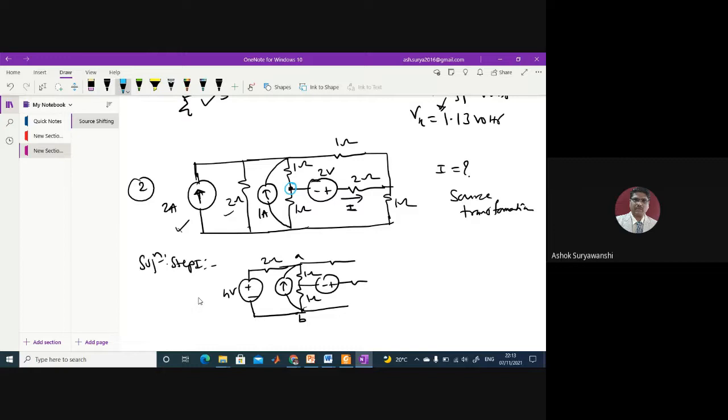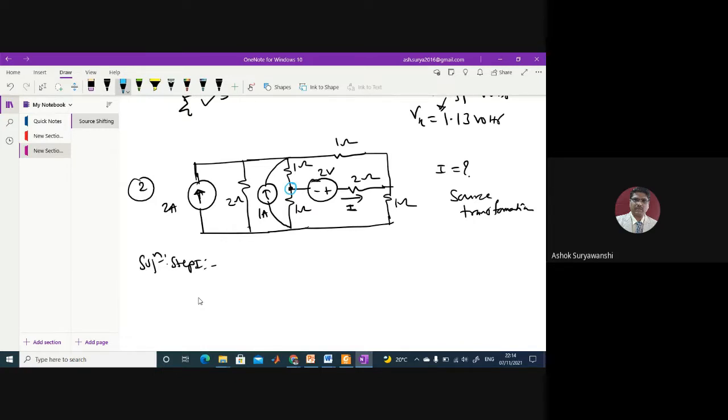That means there is no single resistor across this 1 ampere current source. As this current source does not have a direct resistance across it, we cannot transform this current source into an equivalent voltage source. So we have to use source shifting first. Current source shifting is required here, and then I think you will understand that the circuit will get simplified automatically, right? So what we'll do?